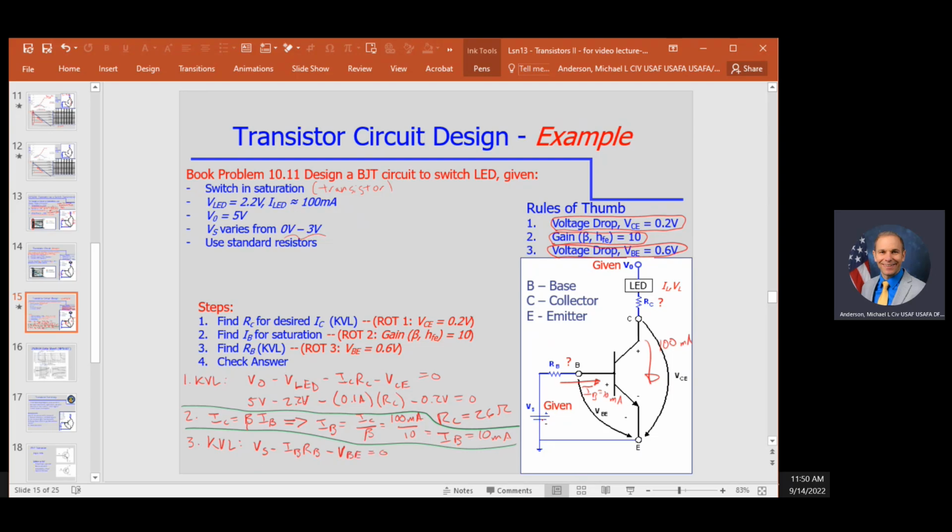Now we do our substitutions. Vs was given as varying from 0 to 3 volts. So we'll put in 3 volts here, assuming we're at the max value. IB is 10 milliamps, and RB is what we're solving for, minus 0.6 volts equals 0. So solve for RB, and that equals 240 ohms.